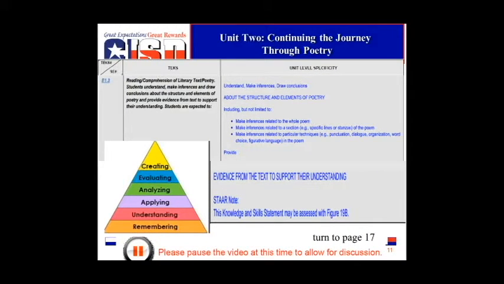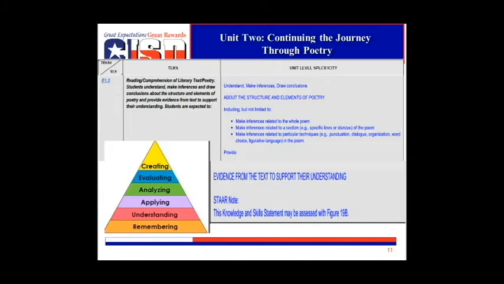At this time, please pause the video to locate Unit 2 in your IFD if you've not already done so. Let's review the levels of specificity. There are 3 components to each TEAC and SE: the cognitive, content, and context. For TEAC 1.3, students are asked to understand, make inferences, and draw conclusions. Notice the cognitive level of Bloom's, in which they're asked to think. Structure and elements of poetry is the content, and poetry is the context.